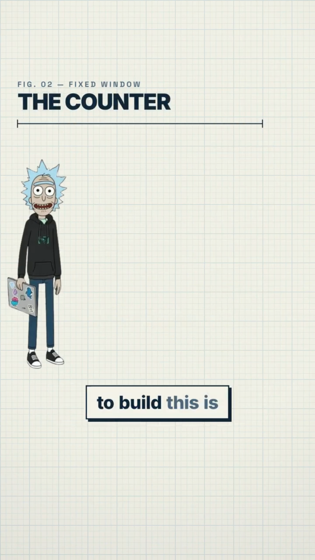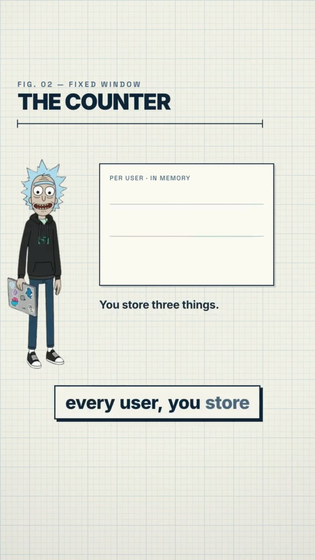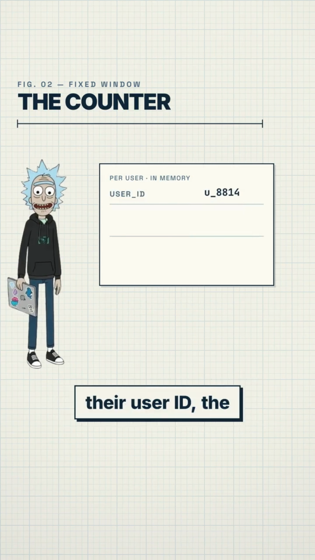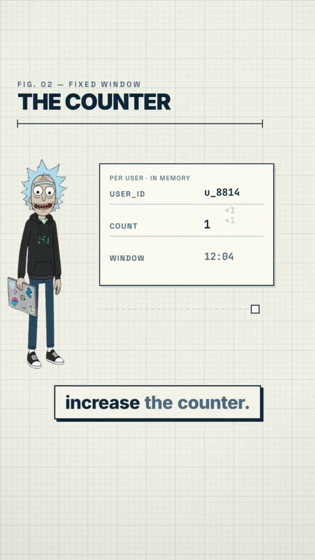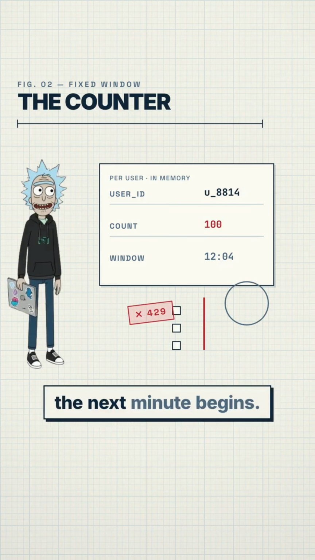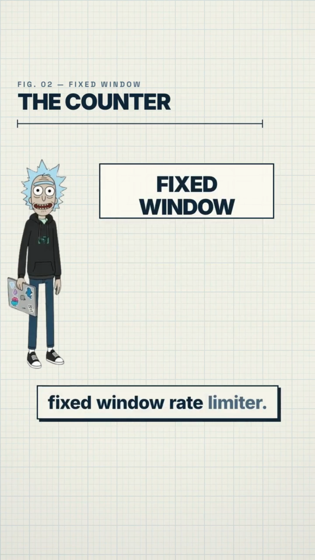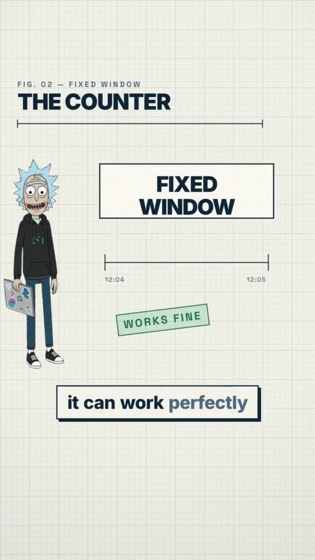The most obvious way to build this is using a counter. For every user, you store 3 things: their user ID, the number of requests they've made, and the current minute. Every time that user sends a request, you increase the counter. Once the counter goes above 100, you reject any new requests until the next minute begins. This is called a fixed window rate limiter, and for simple systems, it can work perfectly fine.